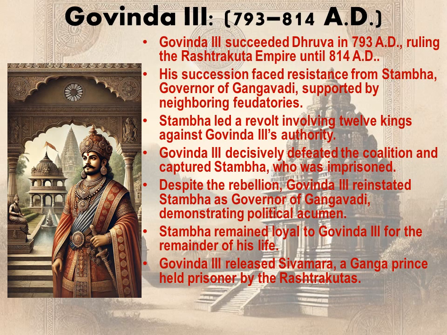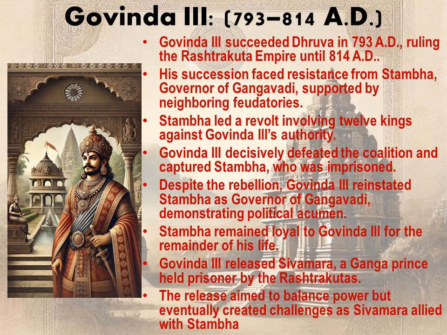Govinda III released Shivamara, a Ganga prince held prisoner by the Rashtrakutas. The release aimed to balance power but eventually created challenges as Shivamara allied with Stambha.